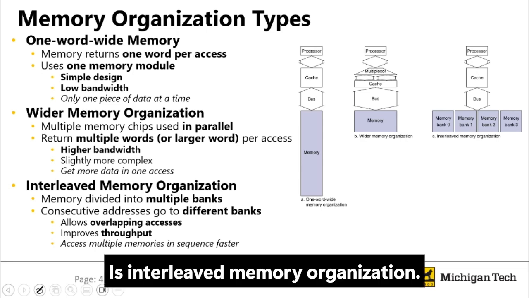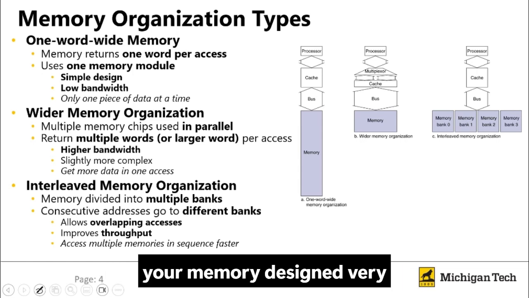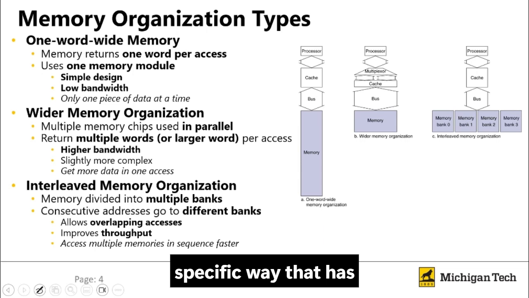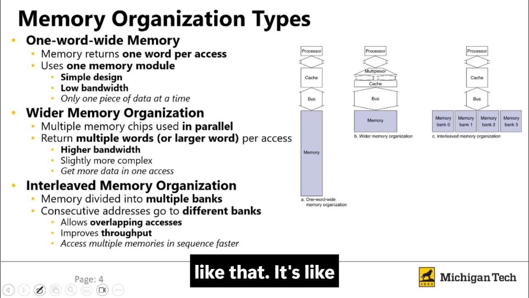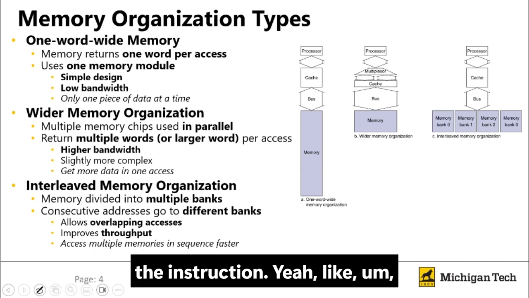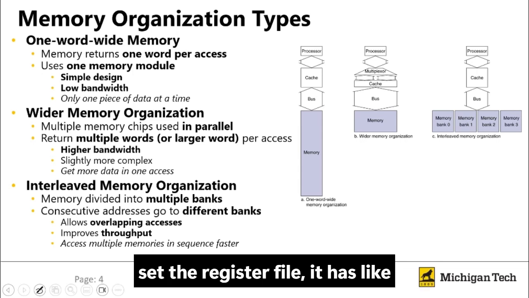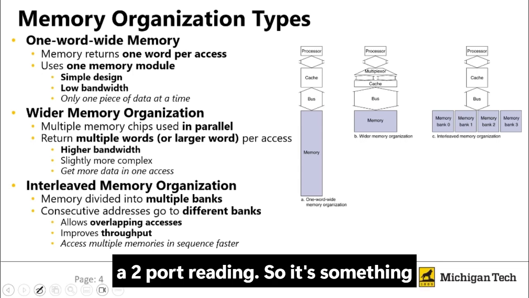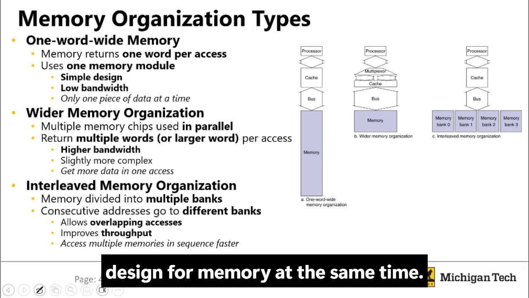The more complex one is interleaved memory organization. In interleaved memory organization, your memory is designed in a very specific way that has multiple banks. Most memories can be designed like that. It's like the register file. Do you remember when I said the register file has 2-port reading? It's something like that. Similar to that, you can design memory to do it at the same time.